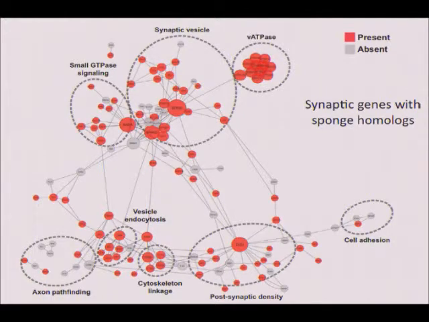So here is, again, another way of looking at the synaptic network. Here are the presynaptic elements, and the postsynaptic, called DLG4 here, or PSD95. Here's the synaptic cleft, and here's the postsynaptic side. Those that are in red are present in the sponge. So again, same point, a lot of them are present.